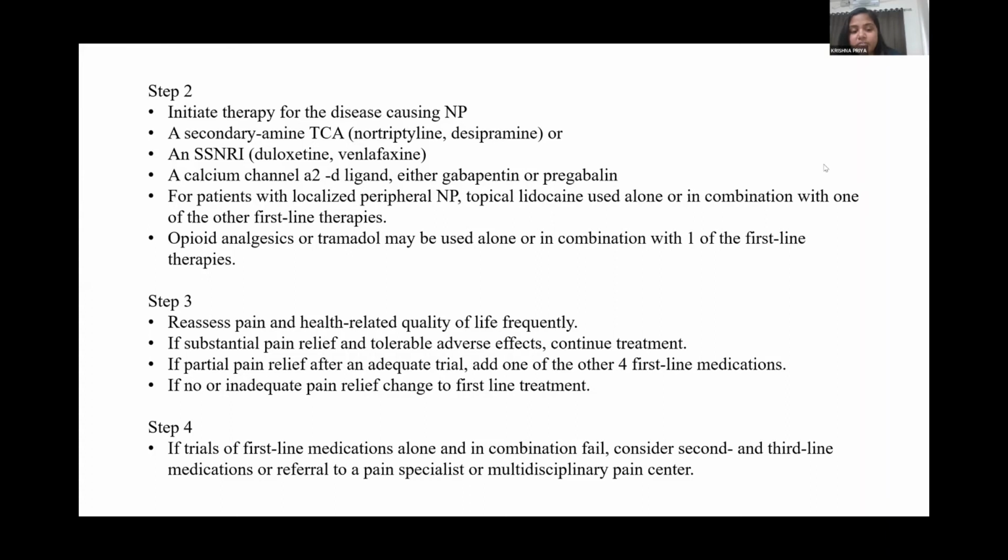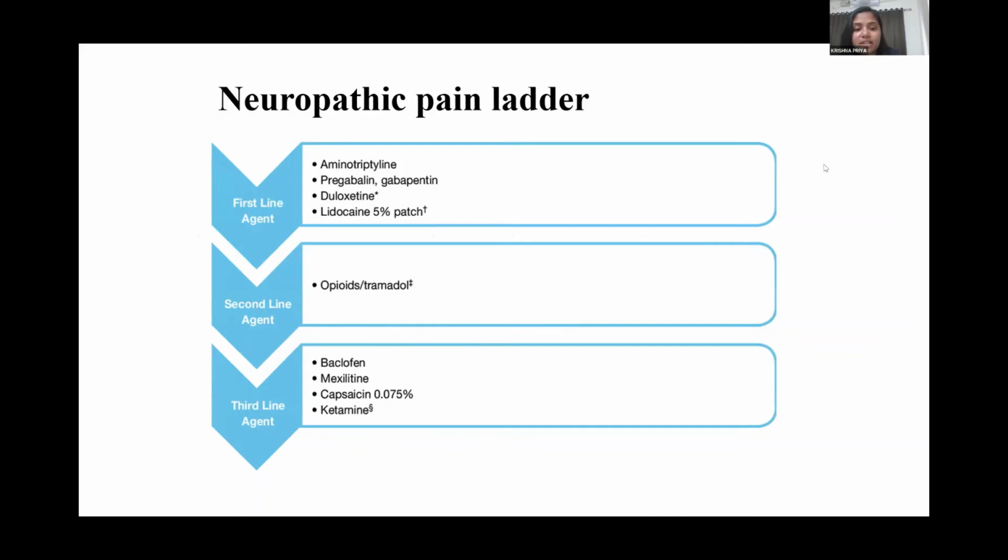In step 4, if trials of first-line medications alone or in combination fail, consider second and third-line medication or refer to a pain specialist or multidisciplinary pain center. So these are the first-line, second-line and third-line agents that we use in the neuropathic pain ladder. The first-line drugs could be amitriptyline, pregabalin, duloxetine or lidocaine 5% patch. Second line is mainly opioids, tramadol. And third line could be baclofen, mexiletine, capsaicin, or ketamine.